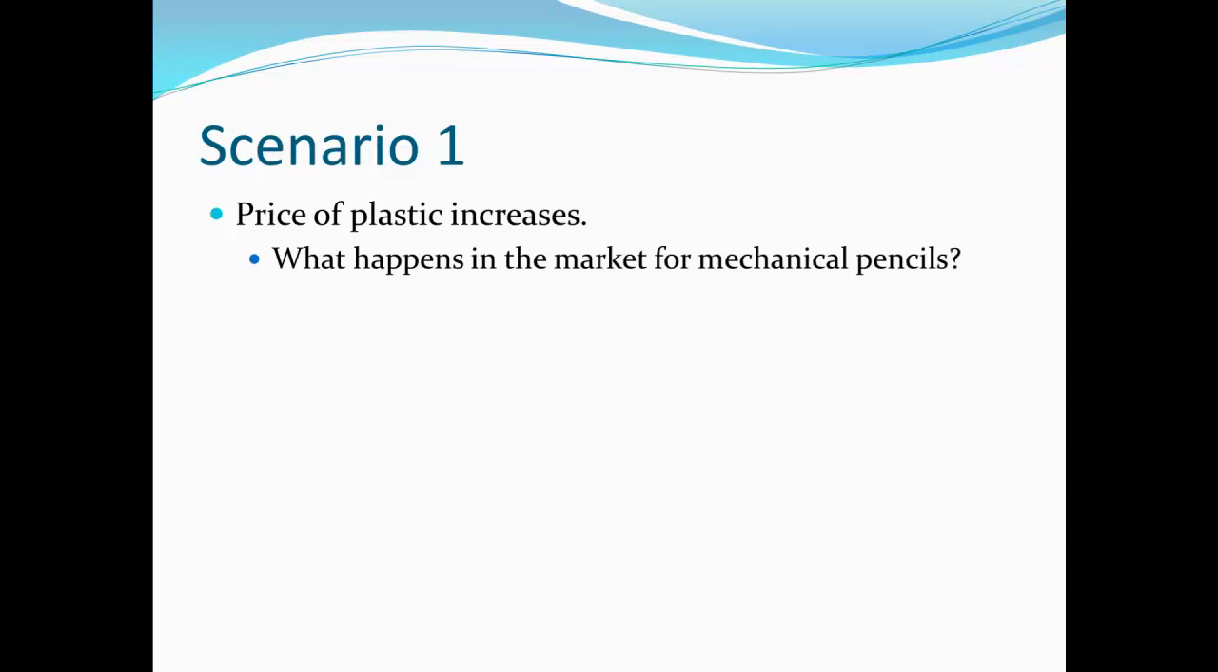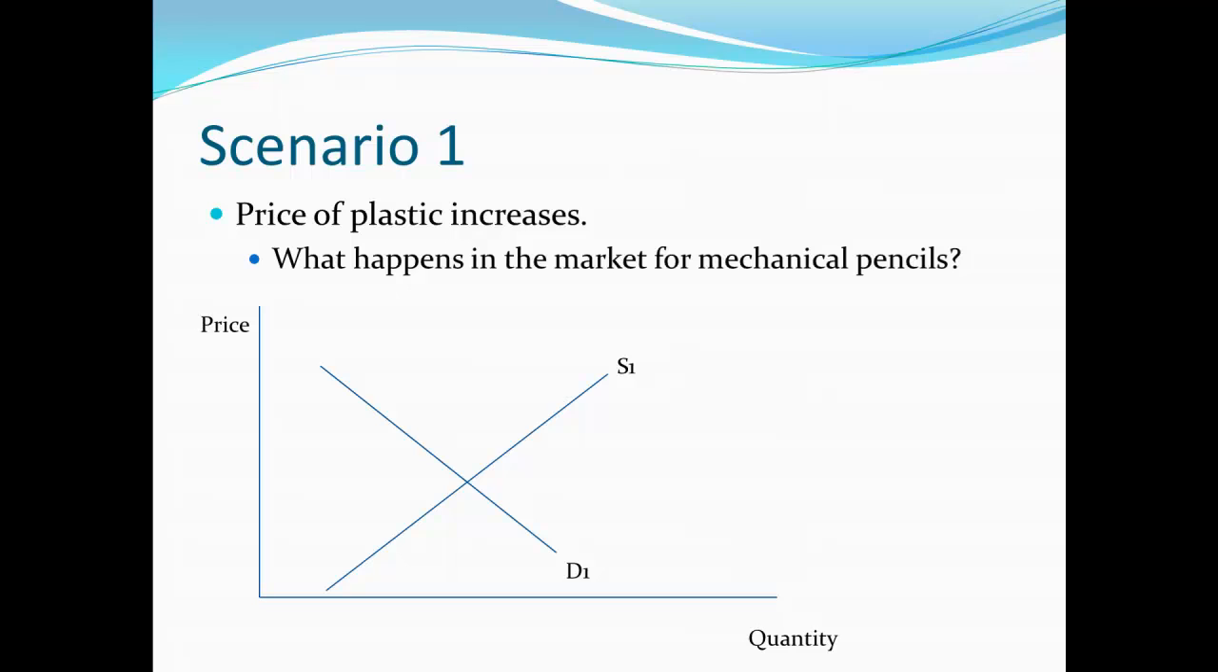So let's consider a few scenarios. In this first scenario, suppose the price of plastic increases for some reason. Then the question is what happens in the market for mechanical pencils? So now we need to think about mechanical pencils, plastic, how do they relate to each other? Well, after some thought, we recognize that mechanical pencils are largely made of plastic. So that being the case, plastic would be considered an input for mechanical pencils.